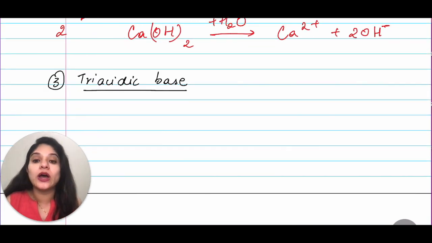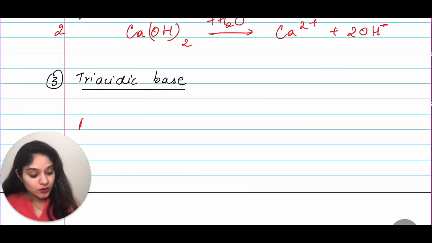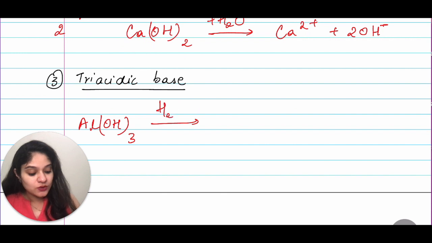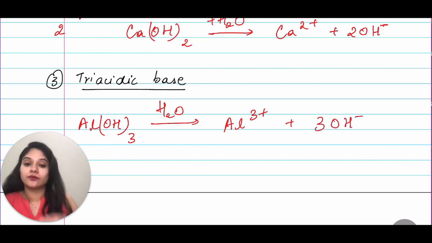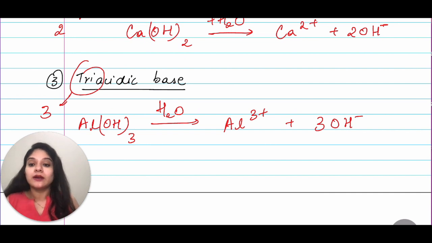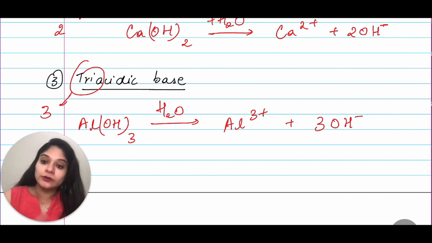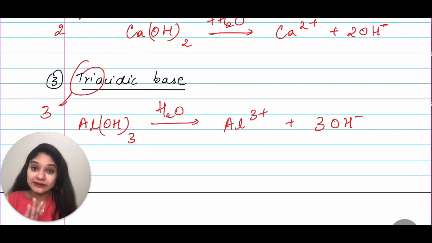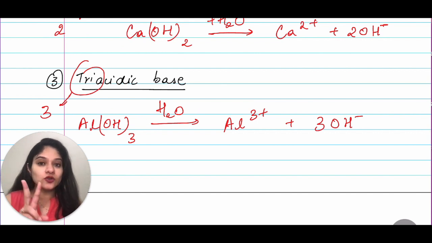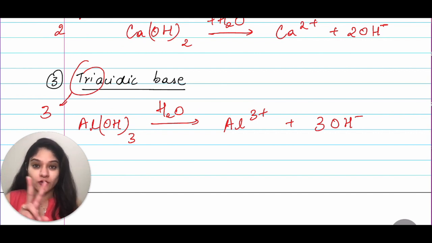Moving on to triacidic base. So you can have Al(OH)3, which when dissolved in water will give me aluminium 3 plus and 3 ions of OH negative. So this is a triacidic base. Now these are the bases which are soluble in water. We also discussed there were 2 bases which were insoluble in water and non-alkalis.